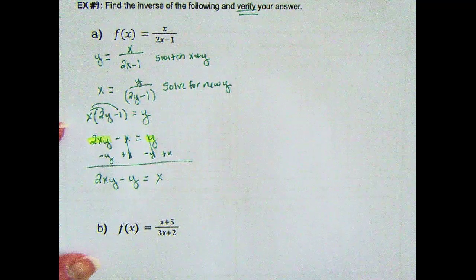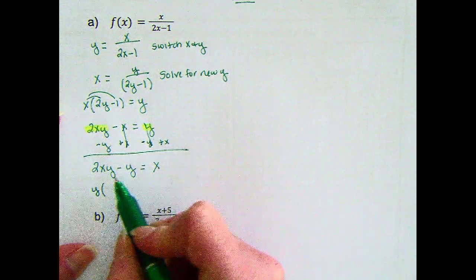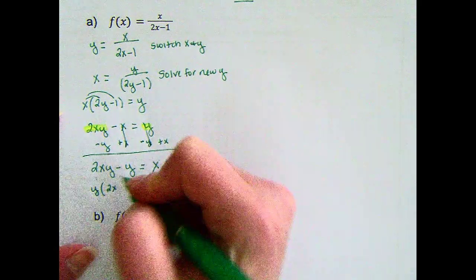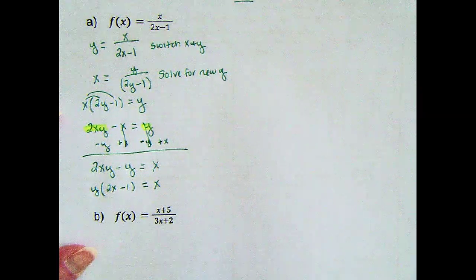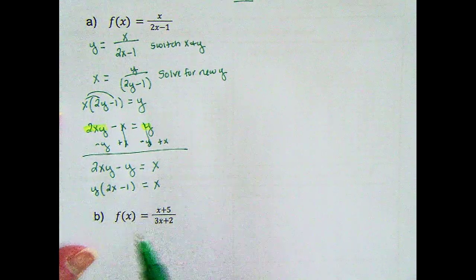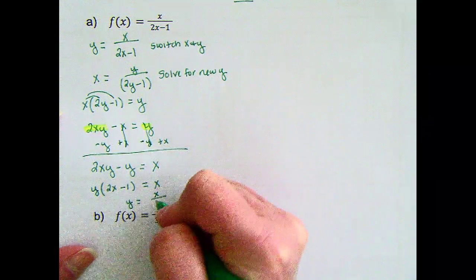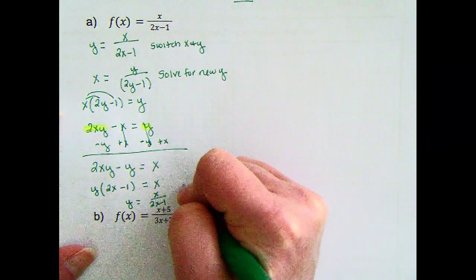Now that my y's are together, I can factor out the y that they have in common. So I'm factoring out that y. I get 2x. Don't forget, if you factor out this y, you need a minus 1 as a placeholder. And then finally, since it's y times the whole quantity, I can just divide the whole quantity over. So I get x divided by 2x minus 1. That should be your inverse.